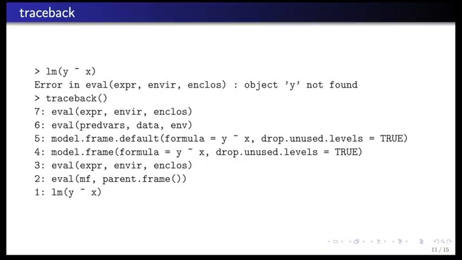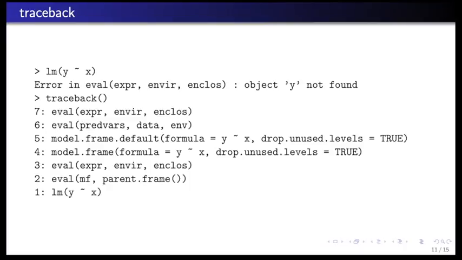So here I called lm. And the lm function is a little funky, so I don't expect you to understand all this. But lm called eval on what's called the model frame. Then that called eval again, which called the model.frame function, which called model.frame.default. model.frame is a generic function. That called the model.frame.default function. That called the eval function again on this. And at the 7th level here, that's where the error occurred.